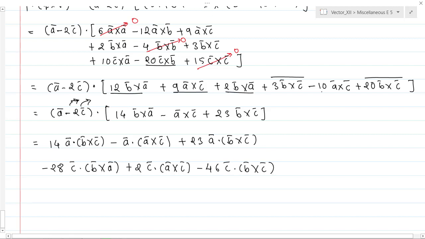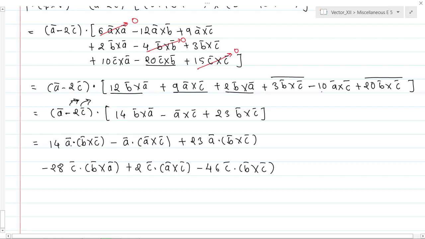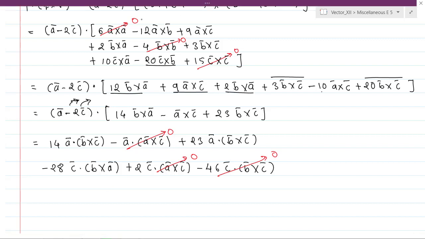Now again, what can be cancelled out? The same vectors inside the box product can be cancelled out, so this is what the box product is. So a bar cross a bar dot a bar is 0, abc will be there, so this will be 0 and this will also be equal to 0. So what is remaining then?